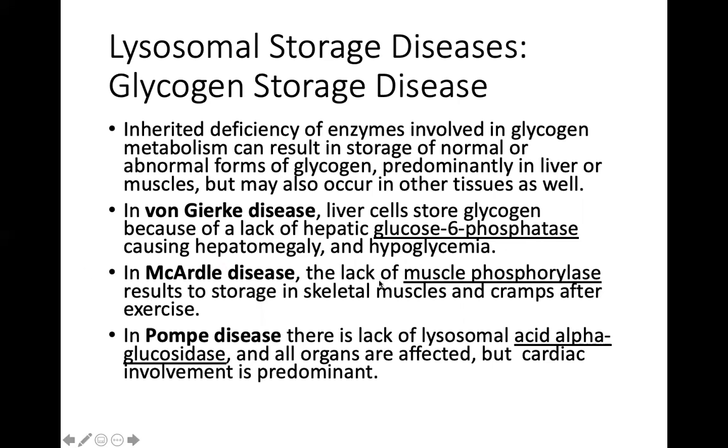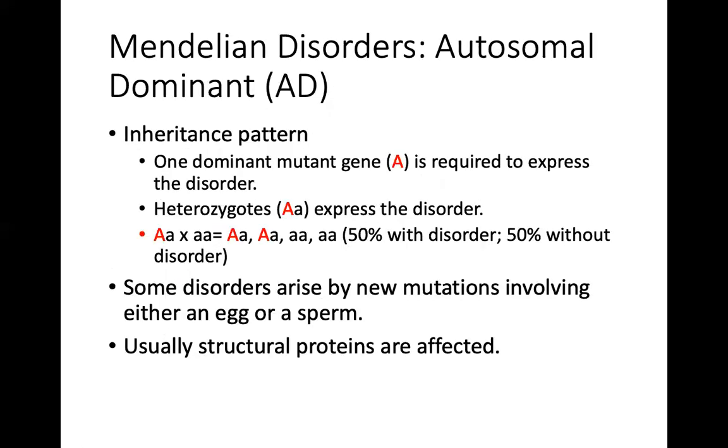In McArdle disease naman, there is lack of muscle phosphorylase, which results to storage in skeletal muscle and cause cramps post-exercise. Itong importante dito sa Pompe's disease, no? There's lack of lysosomal acid alpha-glucosidase, and all organs are affected. But itong pinaka-importante, there is cardiac involvement in Pompe's disease. Ang tinatandaan ko dito, the heart pumps blood, right? So Pompe, heart, cardiac involvement, right?